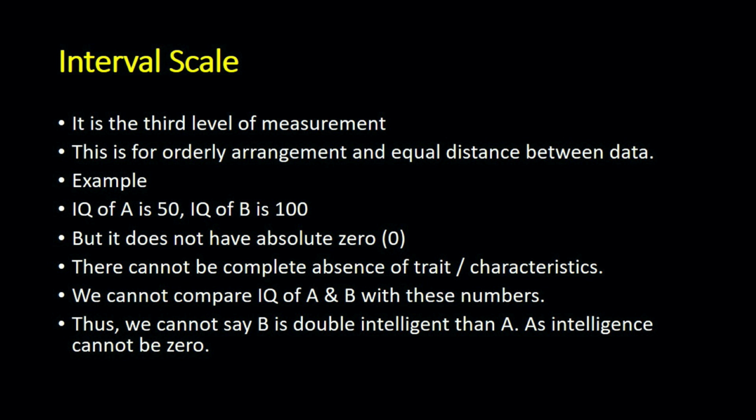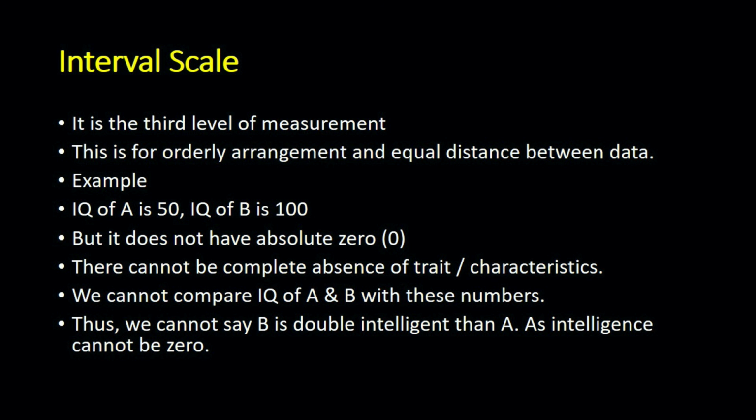Yeah, you can see here it is the third level of measurement, and this is for orderly arrangement and equal distance between the data. Example, here I have coded IQ level. IQ of A is 50 and IQ of B is 100, but it does not have absolute 0.